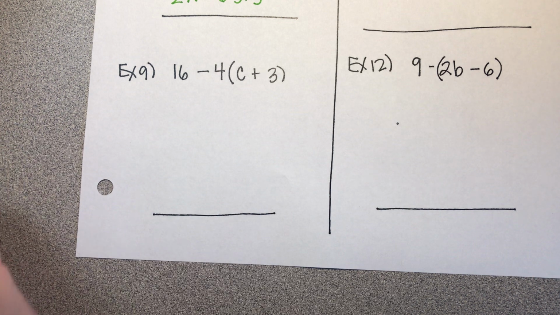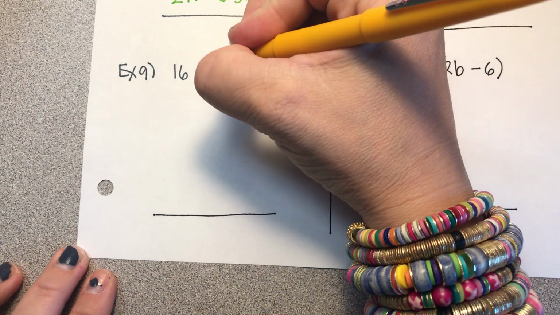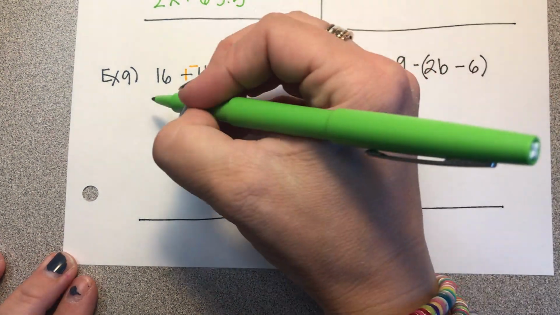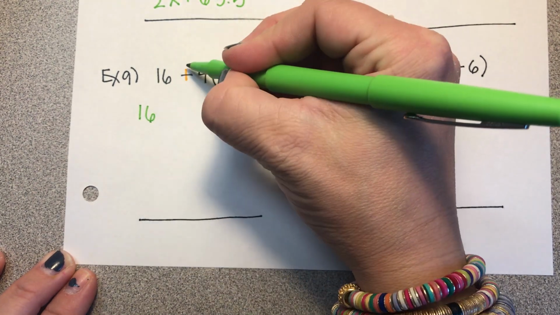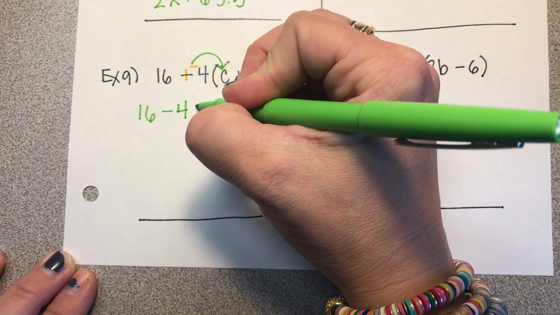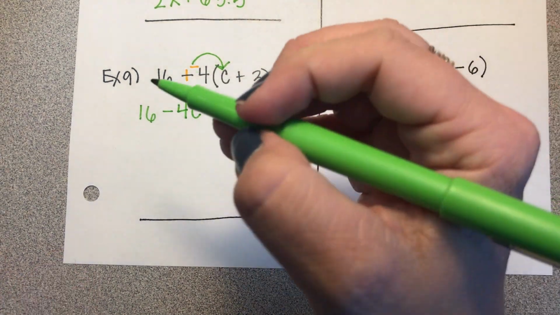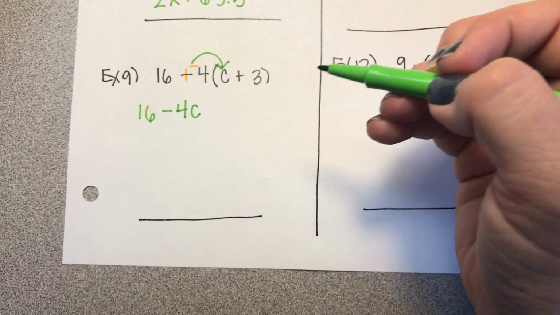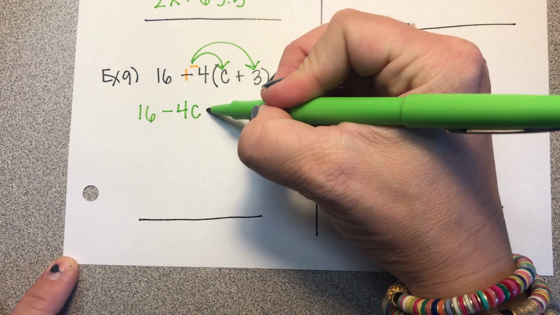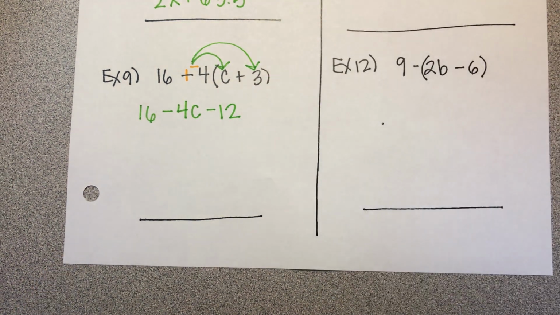Let's look at number 9. Your high alert signal should be going off because it's, again, this adding a negative, right? I have that minus sign before distributive property. So I'm going to do 16, and then negative 4 times c is negative 4c, right? Adding a negative and subtracting a positive is the same thing. And then negative 4 times positive 3 is minus 12. So what can I put together?